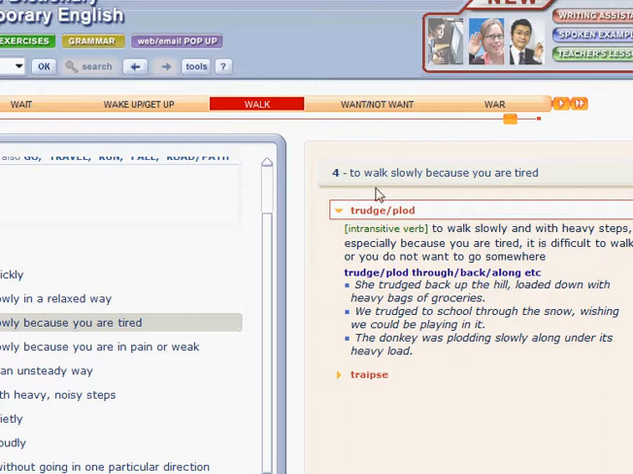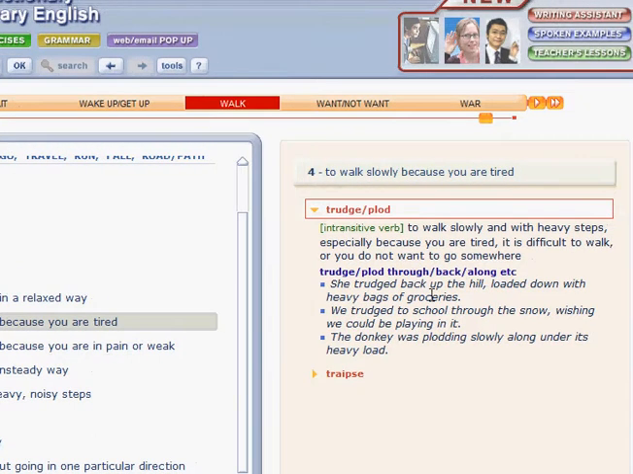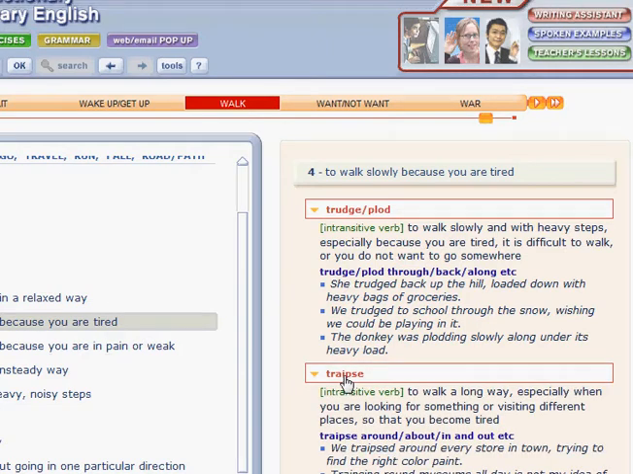Again, the examples are really useful because you can see exactly what it means in context. She trudged back up the hill, loaded down with heavy bags of groceries. We trudged to school through the snow, wishing we could be playing in it. The donkey was plodding along under its heavy load. Or another one is traipse. Again, an intransitive verb. To walk a long way, especially when you're looking for something or visiting different places so that you become tired. Again, collocations. We traipsed around every store in town trying to find the right colour paint. Traipsing round museums all day is not my idea of fun.